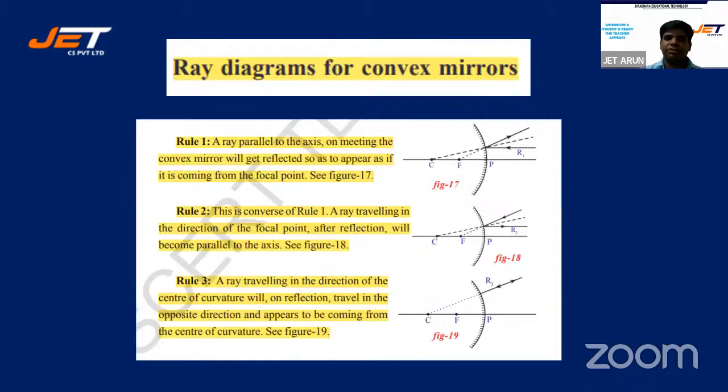Now, let's look at ray diagrams of convex mirrors. A ray parallel to the axis, on hitting the mirror, will get reflected so as to appear as if it is coming from the focal point. A ray in the direction of the focal point, after reflection, will become parallel to the axis. A ray traveling directed towards the center of curvature, on reflection, travels in the opposite direction. That means it retraces the path and appears to come from the center of curvature itself.